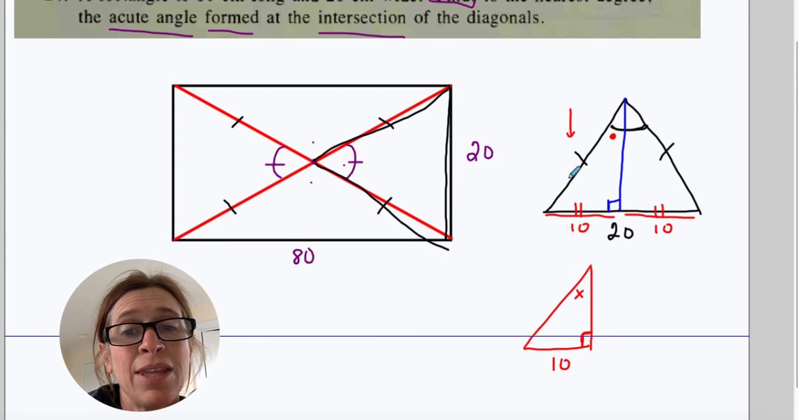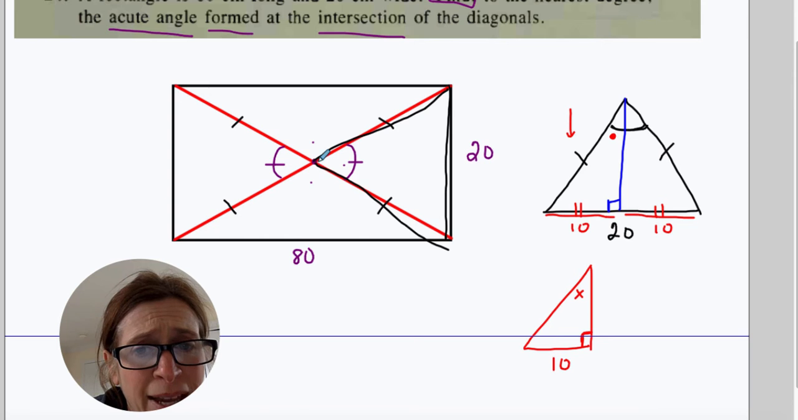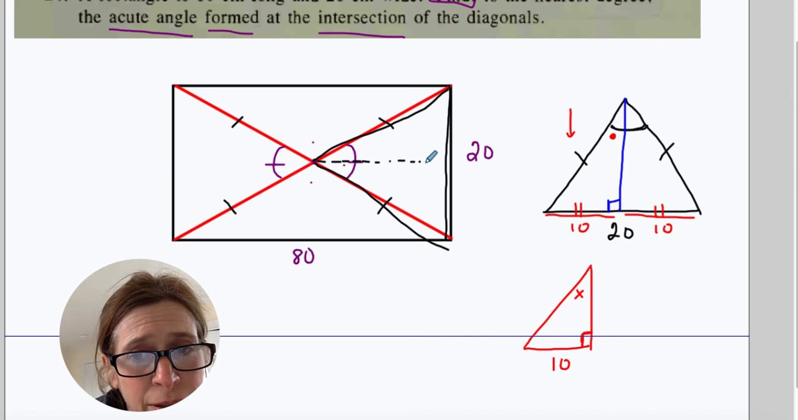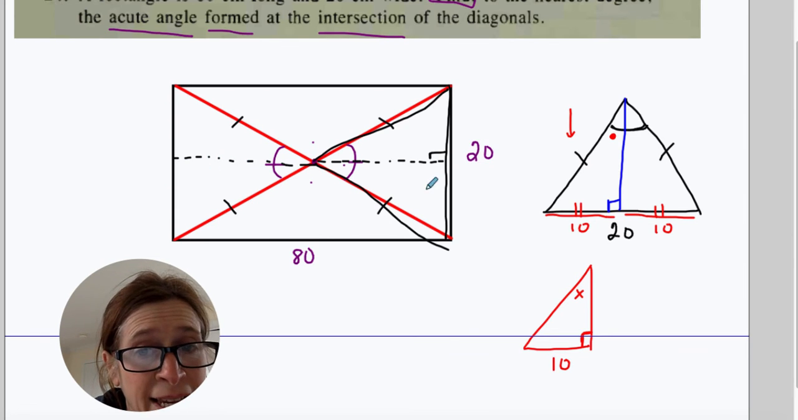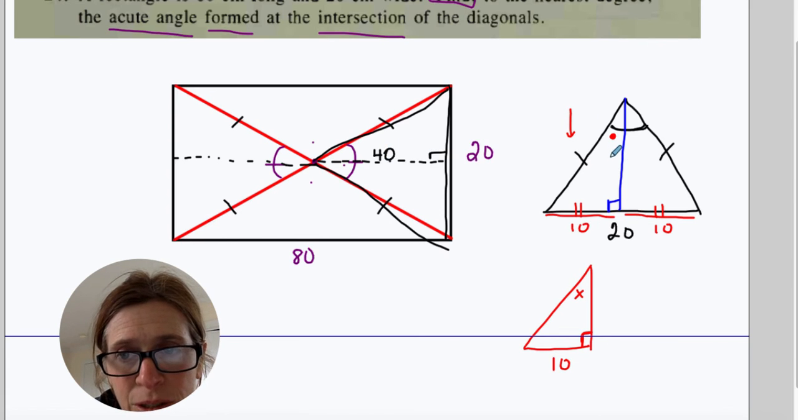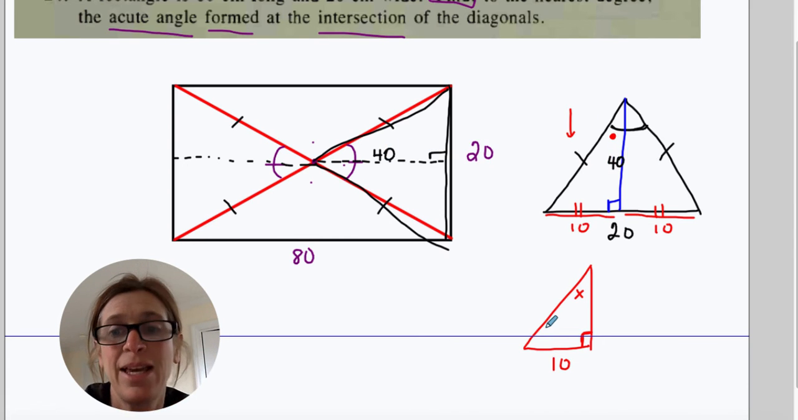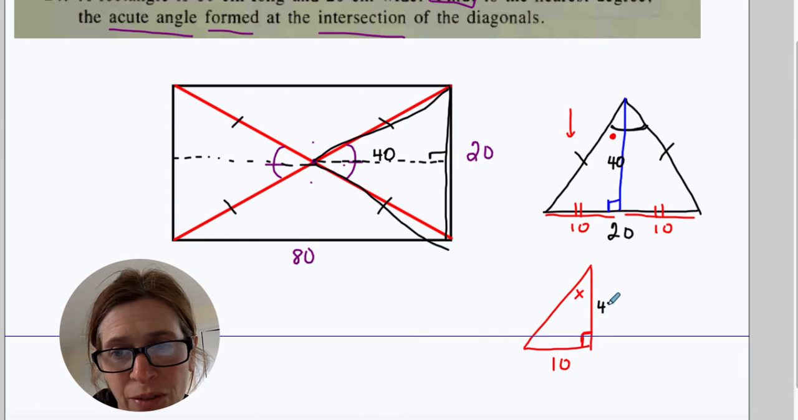If you think about this, that altitude we drew was this side right there. So if I went all the way across and the whole thing is 80, then each one would be 40. So this would have to be 40. Now I have enough in order to find x. I need x, okay? All right, so that's my reference angle.